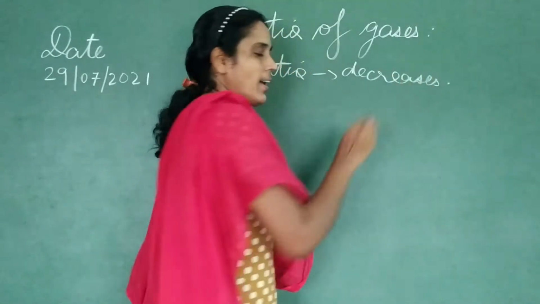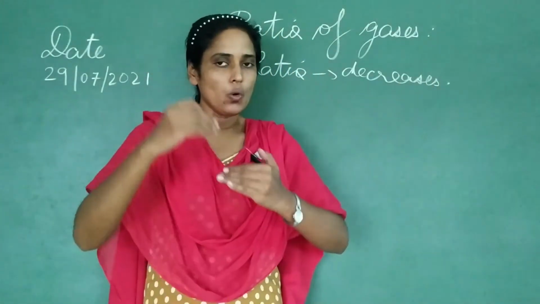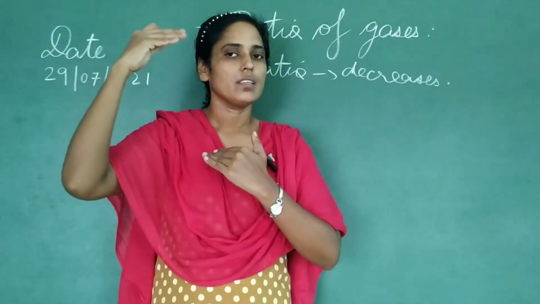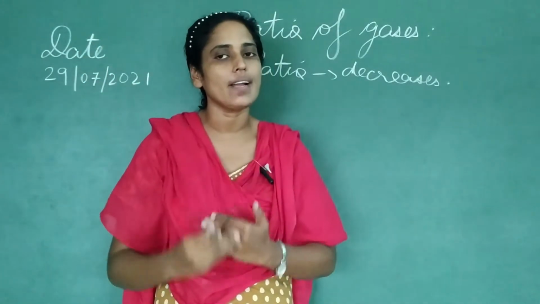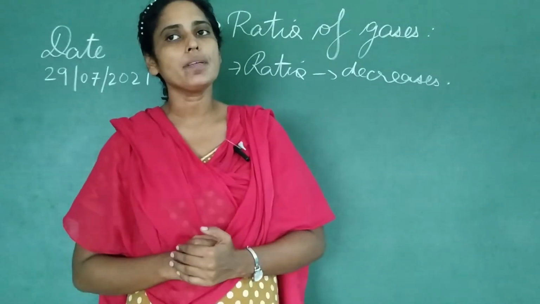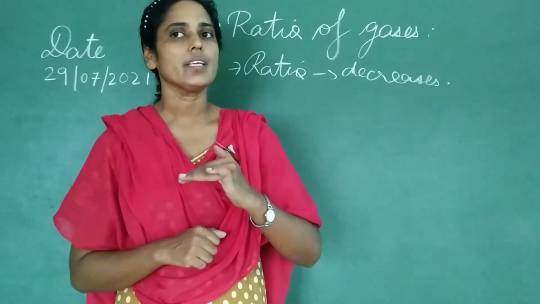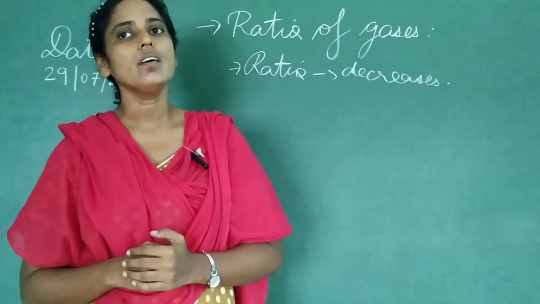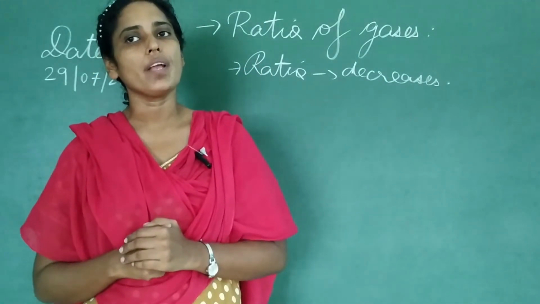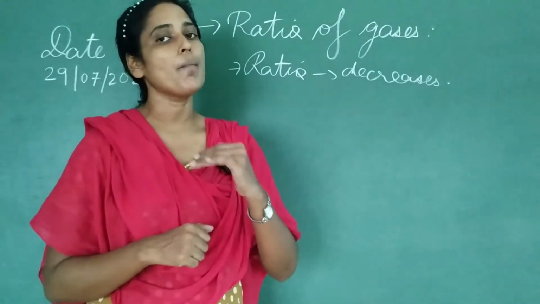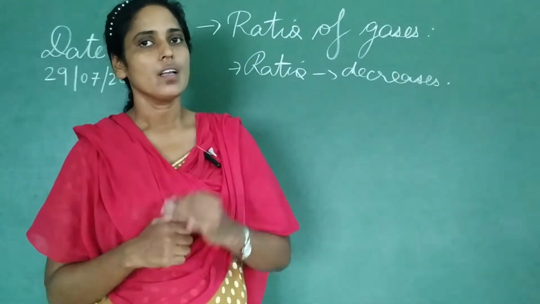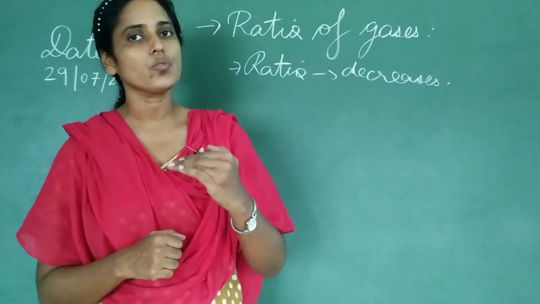Okay. And so what happens? We can say that when you go upwards, as the height increases, the ratio of gases becomes lesser and lesser. Since carbon dioxide is a heavy gas, it is dense in the lower strata of air and decreases in the above strata. That means when we see it, actually it is 0.03% only.